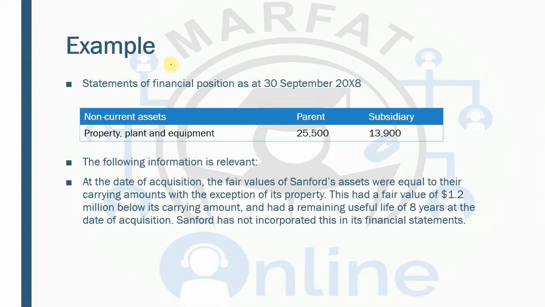Now I have another example. Statement of financial position as at 30th September 2008, and the property, plant, equipment, again parent and subsidiary. The following information is relevant. At the date of acquisition, the fair values of Sanford's assets, which is the subsidiary, were equal to their carrying amounts, with the exception of its property. This had a fair value of 1.2 million below its carrying amount. So there is a downward adjustment, and it had a remaining life of 8 years. Sanford has not incorporated this in the financial statement.